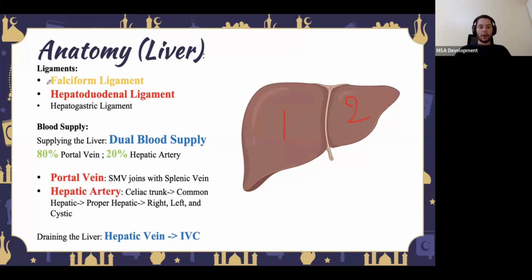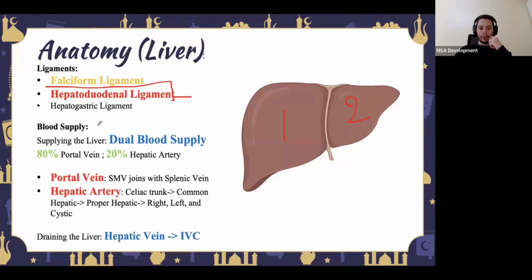Regarding the ligaments, what I want you guys to focus on is the hepatoduodenal ligament, and from its name, it connects the liver to the duodenum or the small intestine. And the significance of it is that it contains your portal tract, the portal vein, your hepatic artery, and then your common bile duct. That's the significance of the hepatoduodenal ligament.